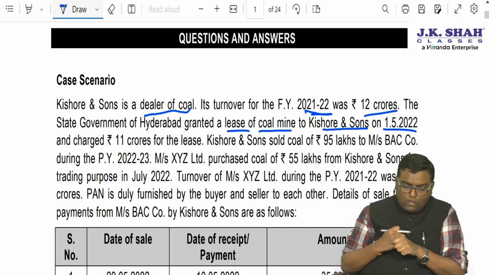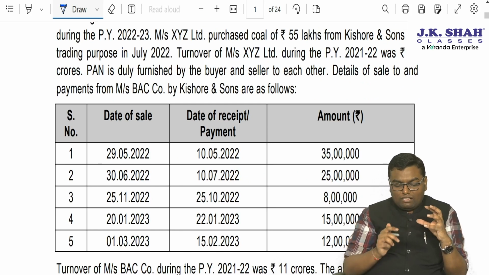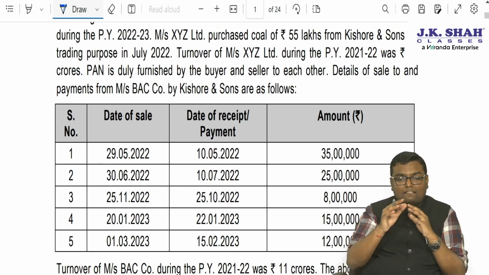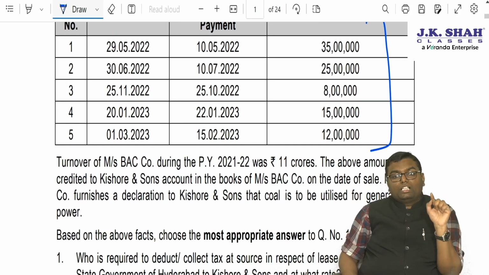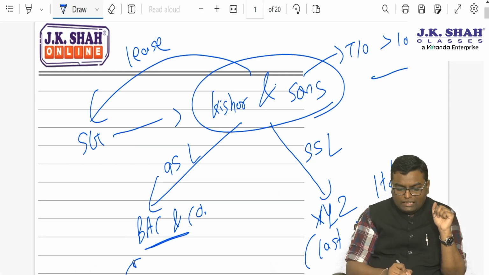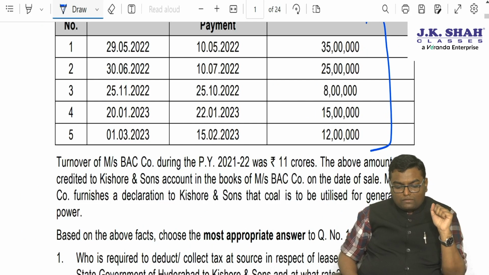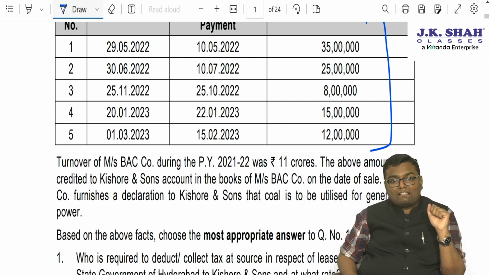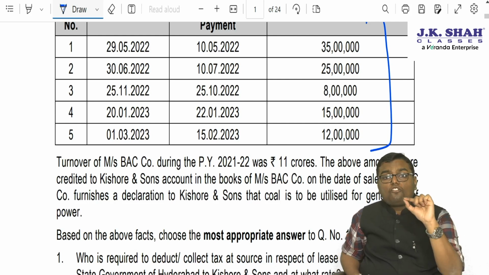Details of sale to and payment from BSE and Company by Kishore and Sons are as follows. So what they have given is the 95 lakh rupees of transactions, and the bifurcation thereof has been given. Moving forward, turnover of BSE Company during last year was 11 crore. So if we see, this company's turnover in the last year is also more than 10 crore. Further, the above amounts were credited to Kishore and Sons' account in the books of Messrs. BSE Company on the date of sale. Messrs. BSE Company furnishes a declaration to Kishore and Sons that coal is to be utilized for generation of power.